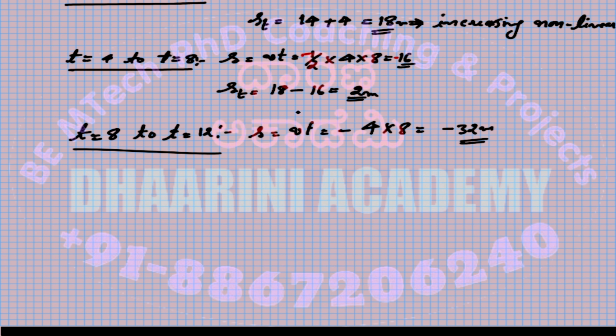Alright, that's the displacement. So the total displacement, if you are calculating with respect to the origin, the previous value is 2 and the current value is minus 32. So this is going to be at position minus 30 meters from the origin.